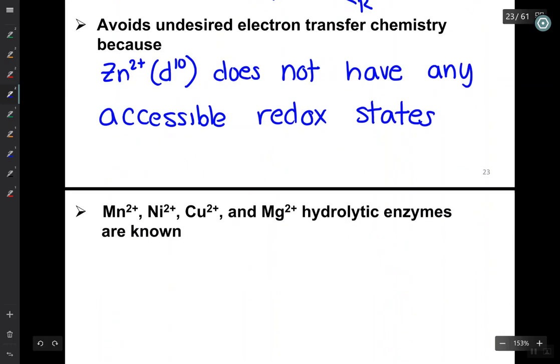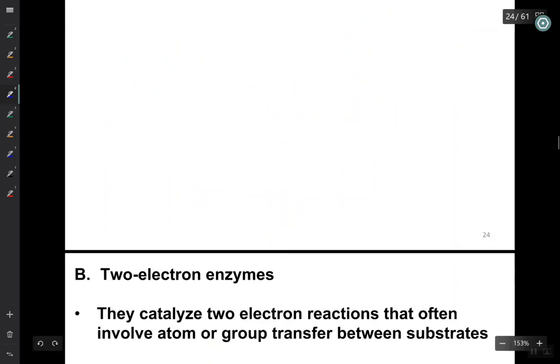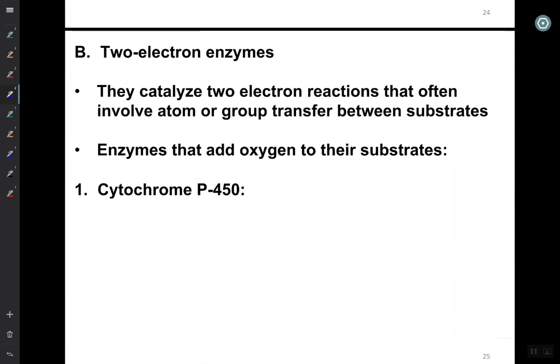However, this is not always true. There are some hydrolytic enzymes that utilize other metals that can be redox active. Manganese, nickel, and copper can cycle between the plus 2 oxidation state, or they can be reduced or oxidized. Magnesium 2 plus usually stays as magnesium 2 plus, also a closed shell ion, but there are many different examples of hydrolytic enzymes using the Lewis acidic properties of these metal ions. Okay, so the first type of reactions are pretty simple, just adding water or removing water.